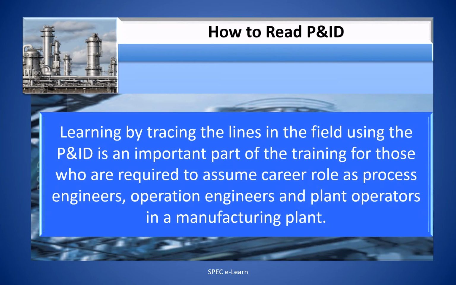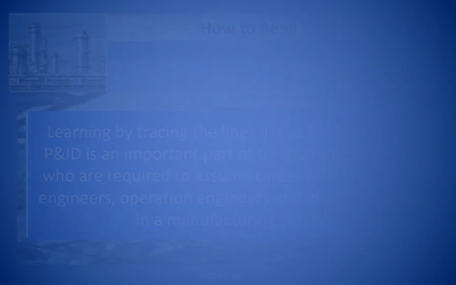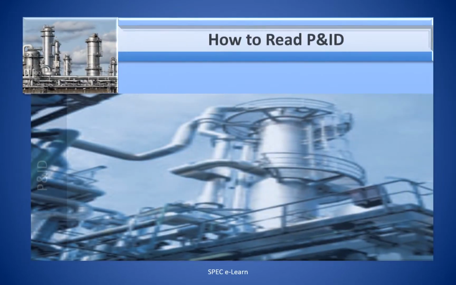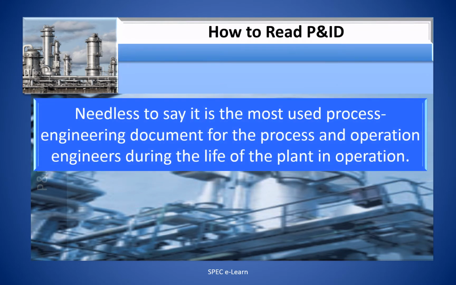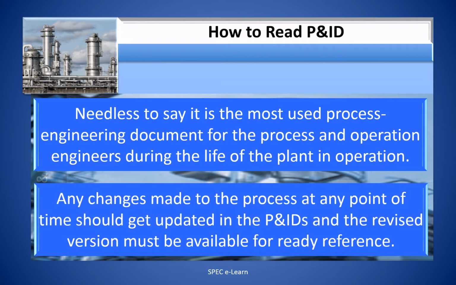Learning by tracing the lines in the field using the P&ID is an important part of the training for those who are required to assume career role as process engineers, operation engineers, and plant operators in the manufacturing plant. Needless to say, P&ID is the most used process engineering document for process and operation engineers during the life of the plant in operation. Any changes made to process at any point of time should get updated in the P&IDs, and the revised version must be available for ready reference.